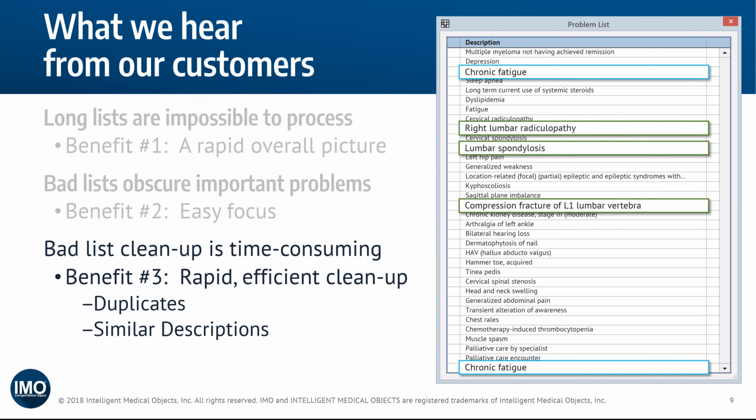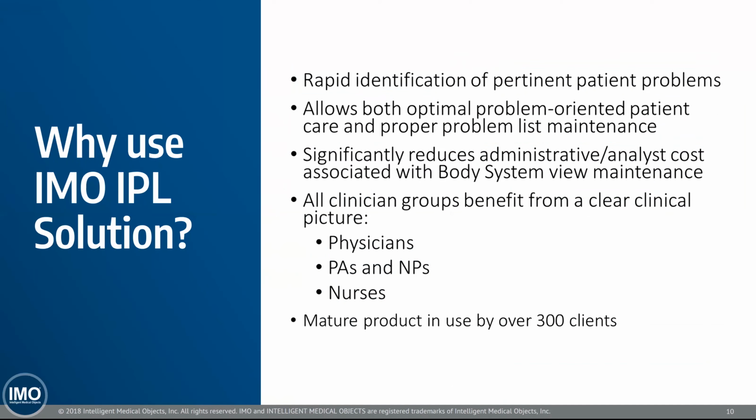So just to sum up real quickly, the rapid identification of problems, getting back to the problem-oriented medical record. Those of you who are fans of Dr. Weed understand the need to get back to the problem-oriented medical record. We can reduce administrative costs. Many institutions are employing full-time staff to clean up the problem list, to get rid of the clutter, to make sure their data is clean and normalized across all the platforms. Hopefully we can reduce the burden on that staff.